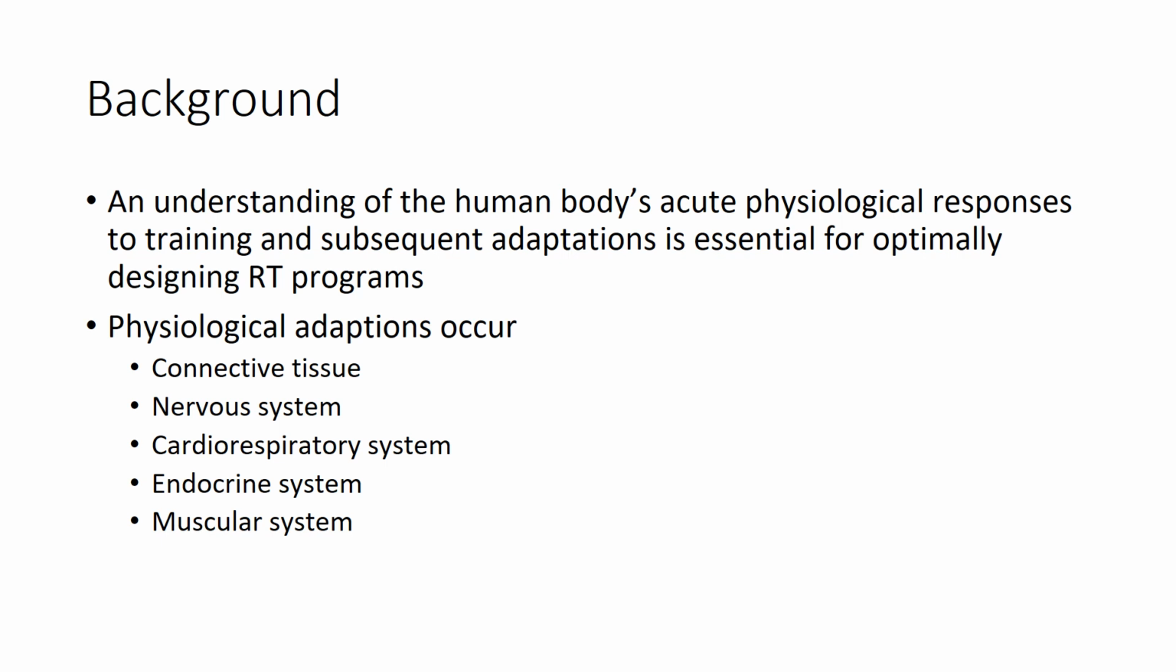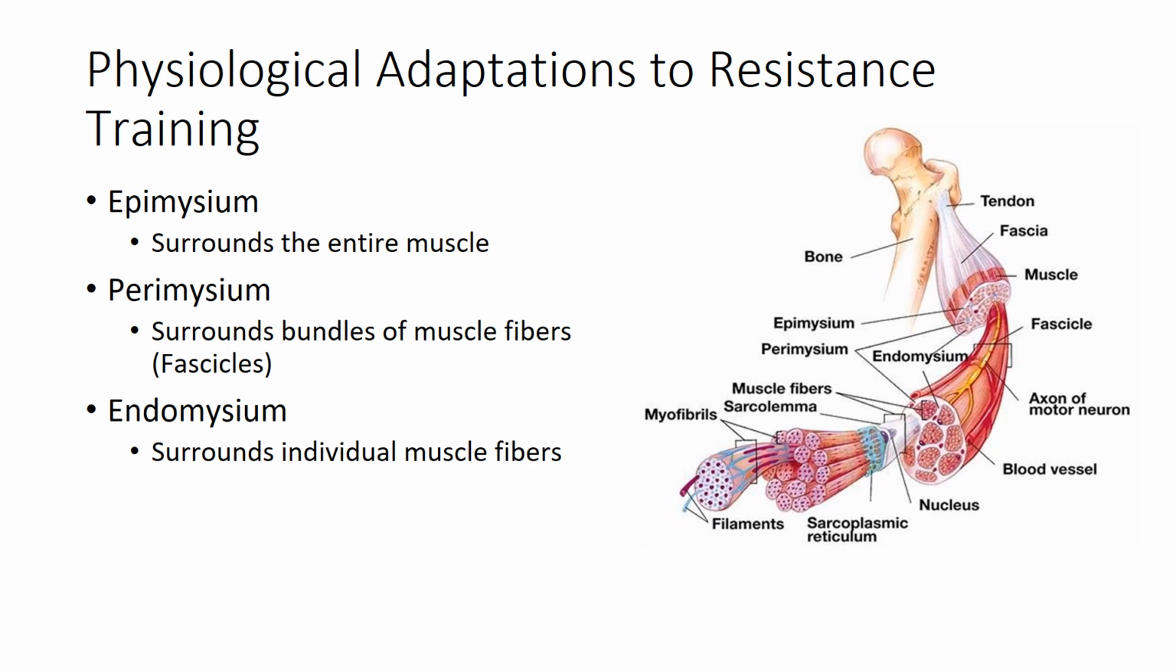So when we look at these physiological adaptations, these occur in the connective tissue. This also occurs in the nervous system. There's physiological adaptation occurring with the cardiorespiratory system, endocrine system, and probably the most important one that we're talking about, since this is referring to resistance training, is the muscular system. With skeletal muscle, we should know a little bit of background, since we are trying to train and increase muscle growth and increase strength for the individual to improve their performance.